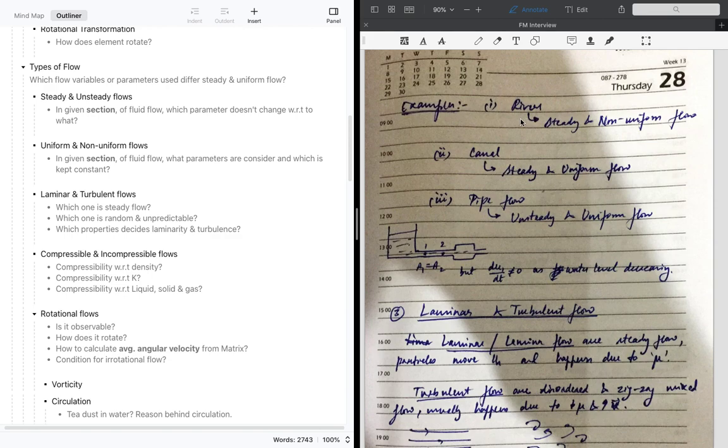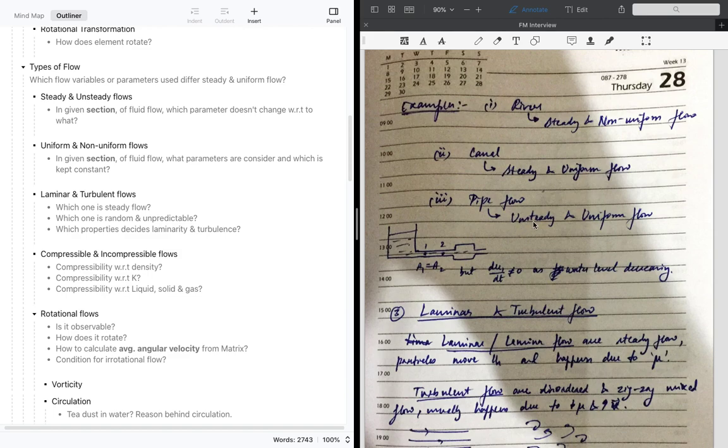Okay, so there are some examples. What can you say about the river? River is steady and non-uniform flow, because the velocity of the river doesn't change with respect to time, but it changes with respect to position because the beds are non-uniform. Canals are steady and uniform because the velocity doesn't change with respect to time or position, because it's like a big concrete pipe.